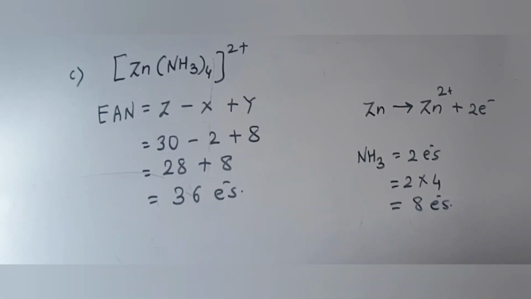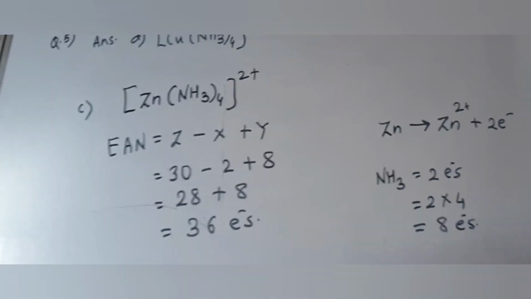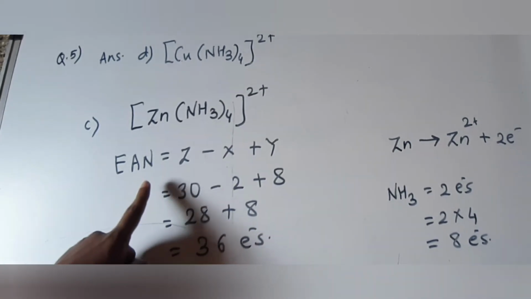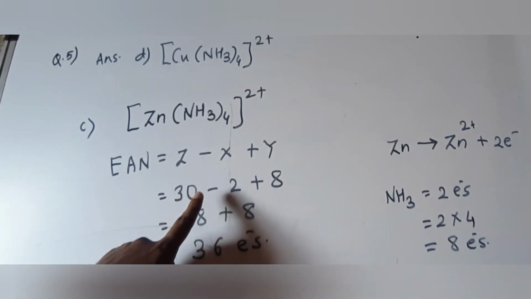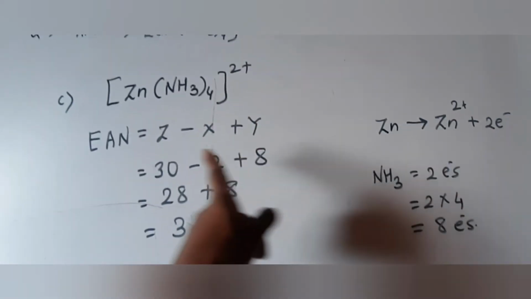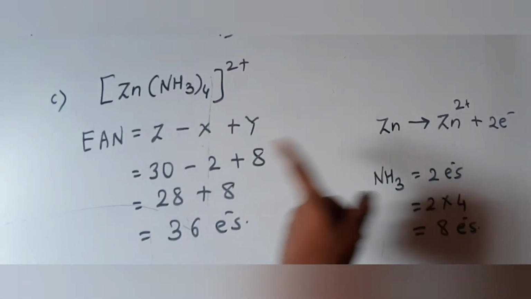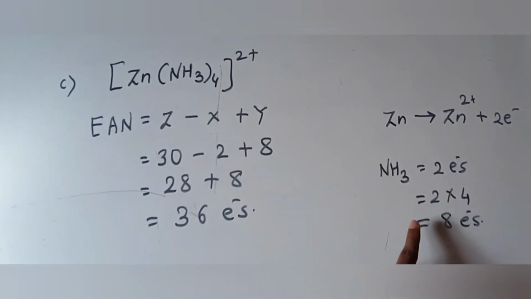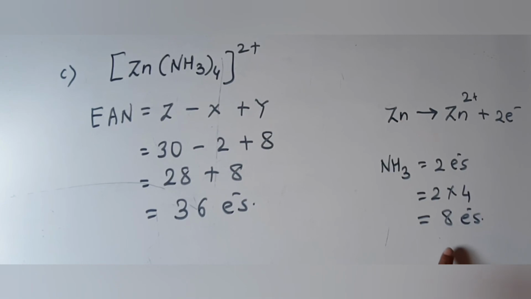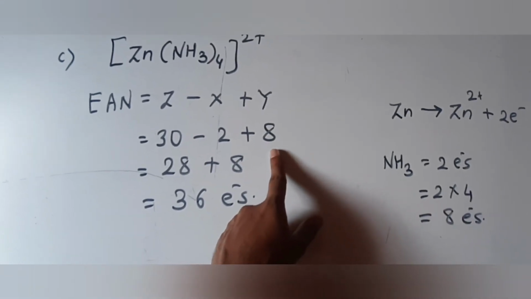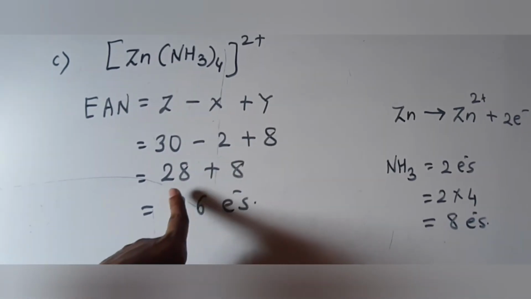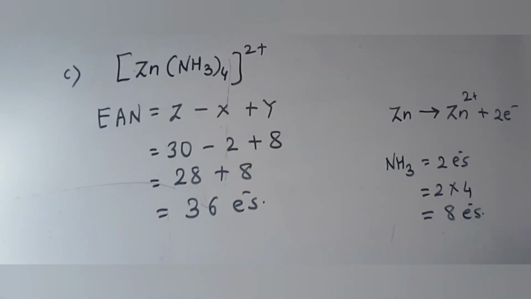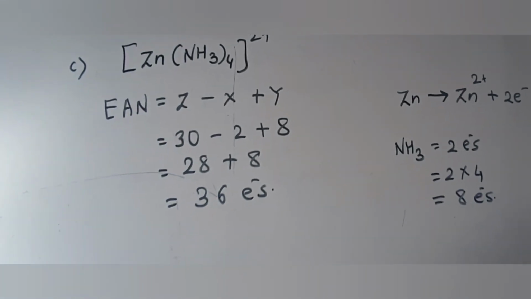Now for option C, if we calculate EAN, again we can calculate EAN like Z minus X plus Y. Z value for zinc is 30 minus X value is 2. So this is how we have calculated X value, plus each amine donates 2 electrons. So therefore 4 amines donate 8 electrons. Therefore value of Y is 8. 30 minus 2 is 28 plus 8, so that is equal to 36 electrons. So again this complex is following EAN rule.